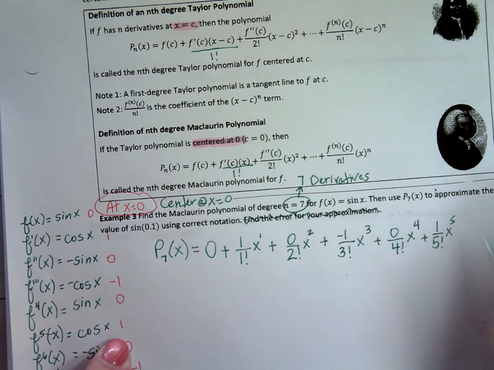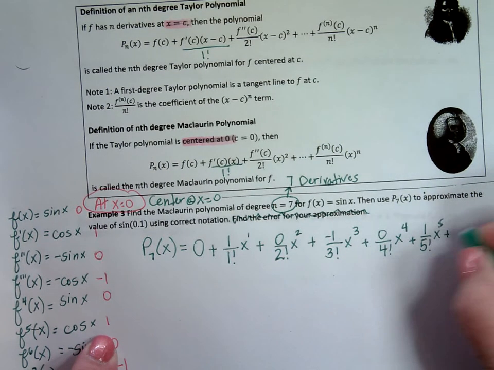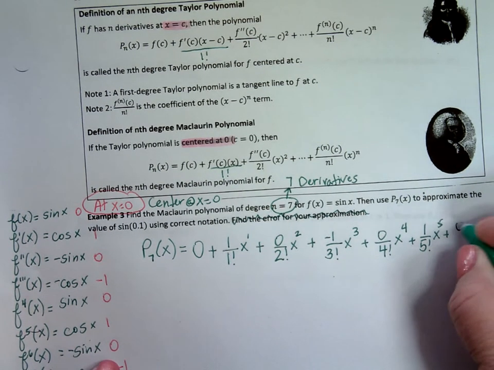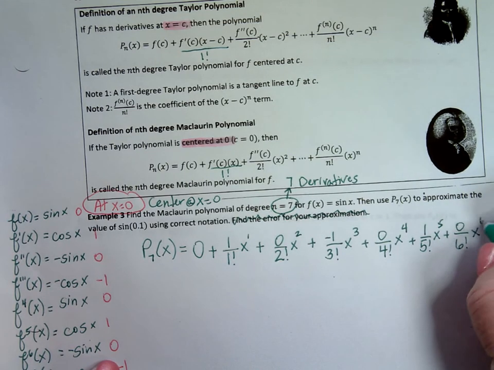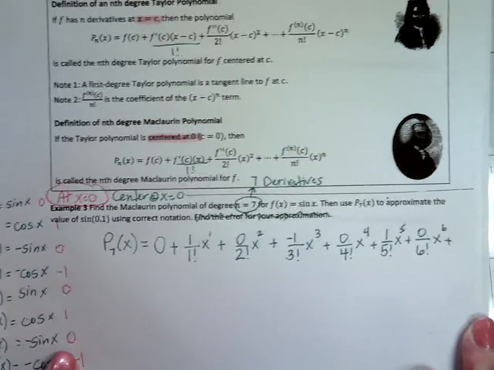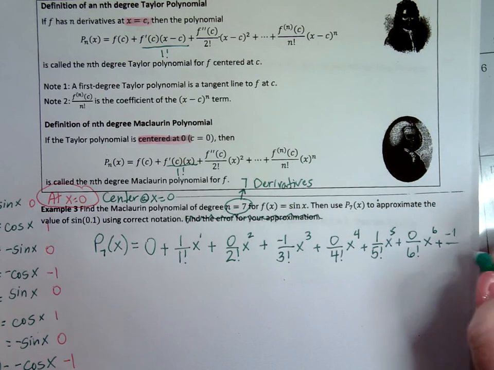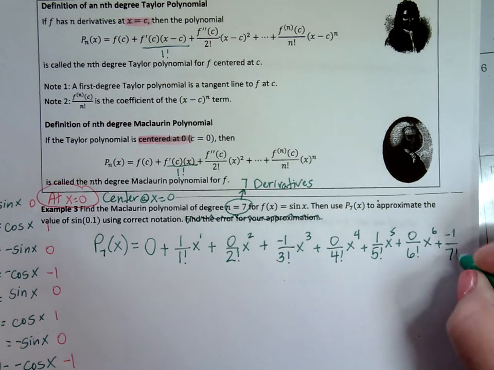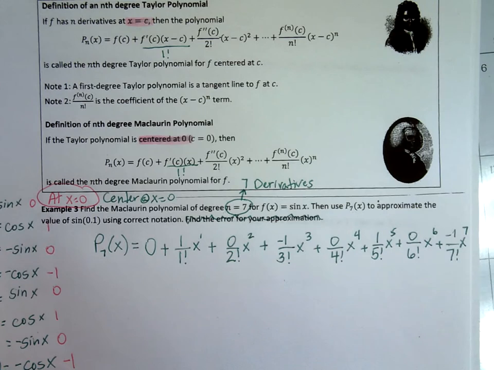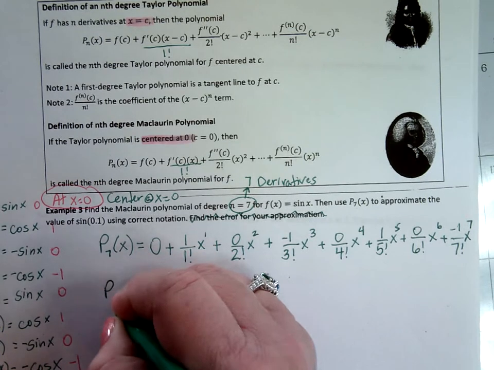Am I going to have enough space? I don't know. Plus 0 over 6 factorial x to the sixth plus, I'm going off the page, I'm going to have to go this way. Okay, plus, last one is a negative 1 over 7 factorial x to the seventh. There's a 7th degree, right? Now you're going to clean it up. That's your last job here, is clean it up to figure out this polynomial.